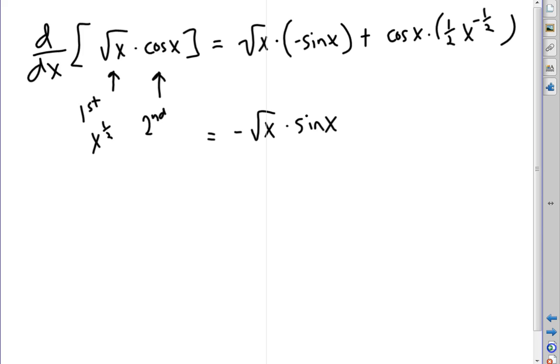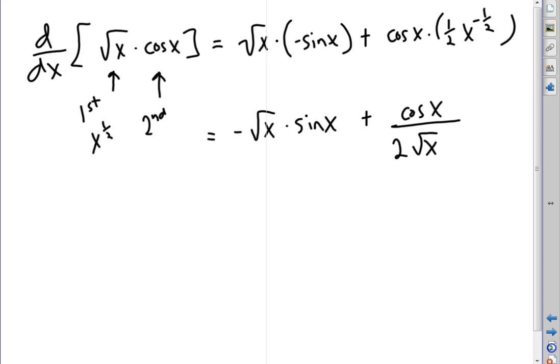And if we want to, once again, we can rewrite this in a nice form, negative square root of x sine x plus cosine x over 2 root x, if we want to make that nice and pretty. So that's the product rule, and that's how we utilize that.